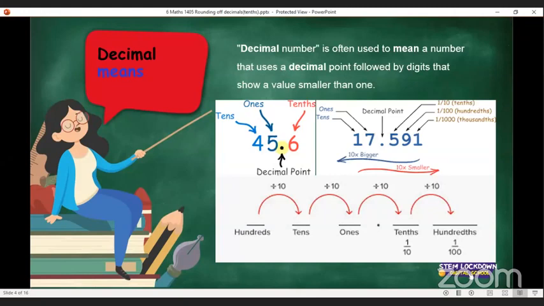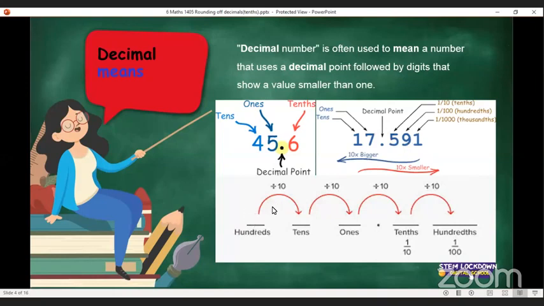Unlike on your left-hand side with the 17, as you move to your left, it gives you bigger numbers. But after the decimal point, as you move to your right, the numbers get smaller. Any number that is after the point is lesser than 1, and it says here it is 10 times smaller. So these numbers on the left are 10 times bigger than the numbers on the right.